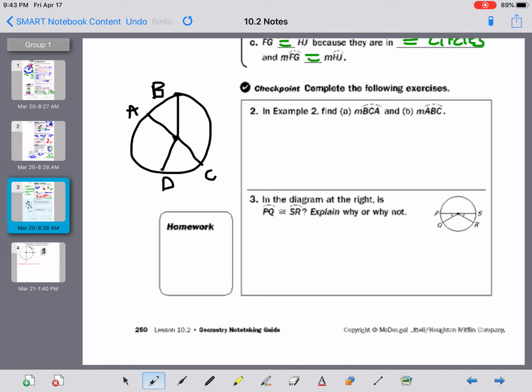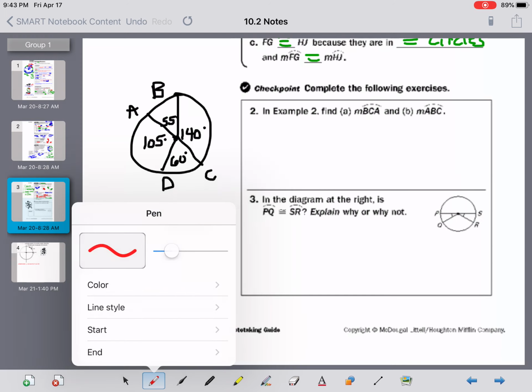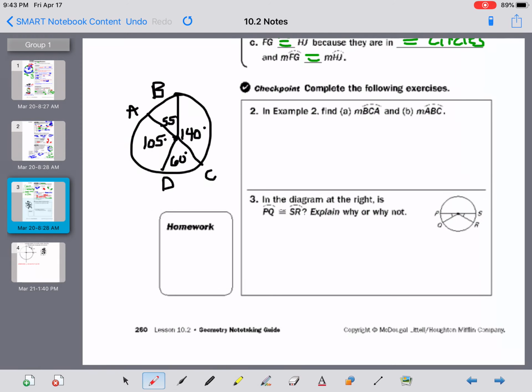Let me get some numbers in here too. 105 over here, 60 down here, 140 over here, and 55 up here. Okay, that should be enough to get me where I need to go for my examples. All right, for example 2, it says for A, find the measure of BCA. All right, so I need to go to my circle. I'm going to play a little dot to dot with BCA. Start at B, go all the way to C, and keep going until I meet A. So I'm going over here. Definitely looks like a major arc.